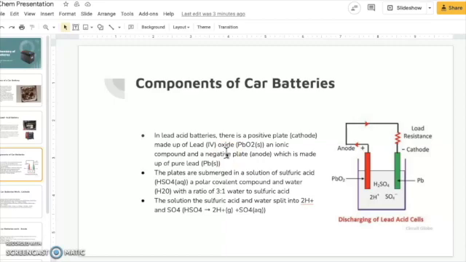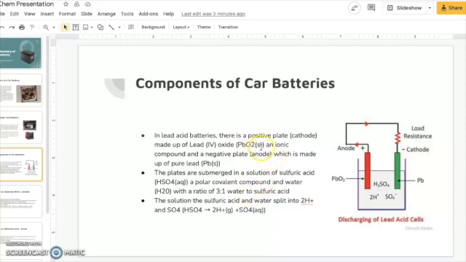So today I will be continuing Teddy, Will's, and I's presentation. I will be starting from slide 4, components of a car battery. The first bullet point says, in lead acid batteries, there's a positive plate, a cathode. Lead is obviously on the periodic table. It is made up of lead 4 oxide. Lead 4 is charged. And as we can see to the right, there's the formula for it, Pb, which is lead, and O2, which is obviously oxygen.